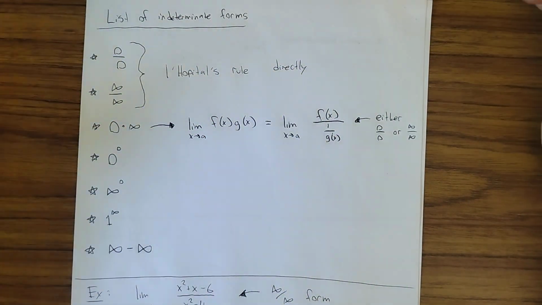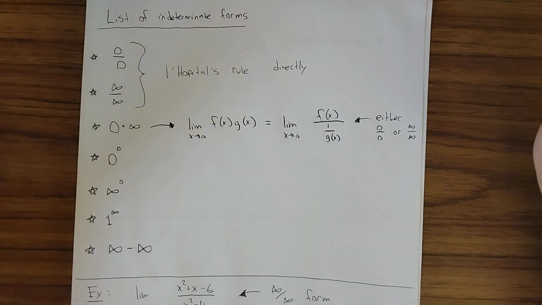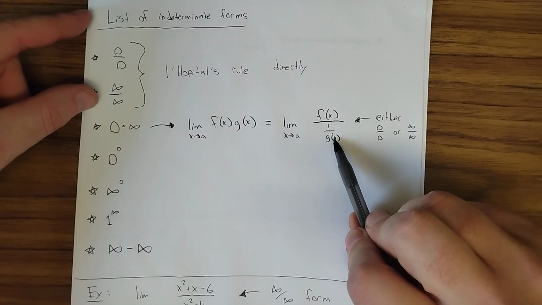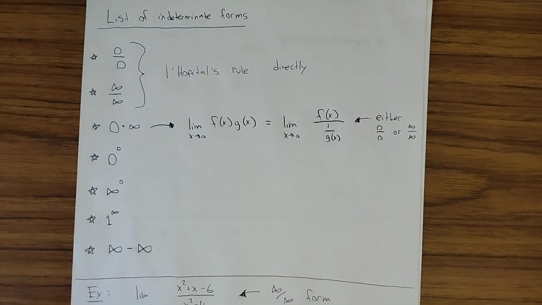Of course, f of x and g of x are sort of interchangeable here. I mean, not exactly, because one of them goes to 0 and the other one goes to infinity. But they're interchangeable in the sense that it doesn't matter too much which one goes to 0 and which one goes to infinity. And it also doesn't matter which one I choose to put on the bottom. I could leave g of x on the top and put 1 over f of x on the bottom.